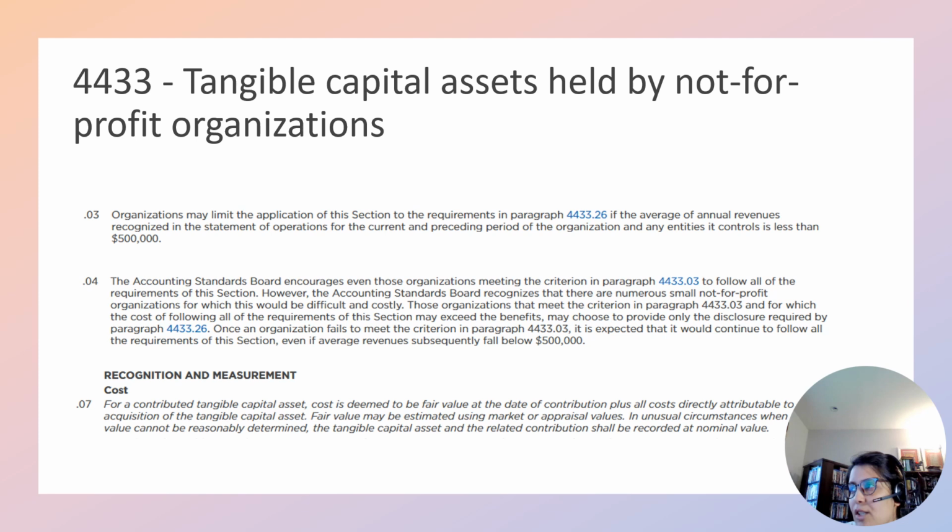And 4433, tangible capital asset. I'm pretty sure you've seen this topic. The rule is $500,000. If the current and preceding period annual revenue of the organization is less than this amount, then the tangible capital asset that the company received can be recognized as cost. But if the company fails to meet this condition, it's going to be capitalized. And then if, for example, in the subsequent period it is again less than 500K, they can never go back and fix the previous recognition, or even from that time, they cannot recognize anything in the cost.